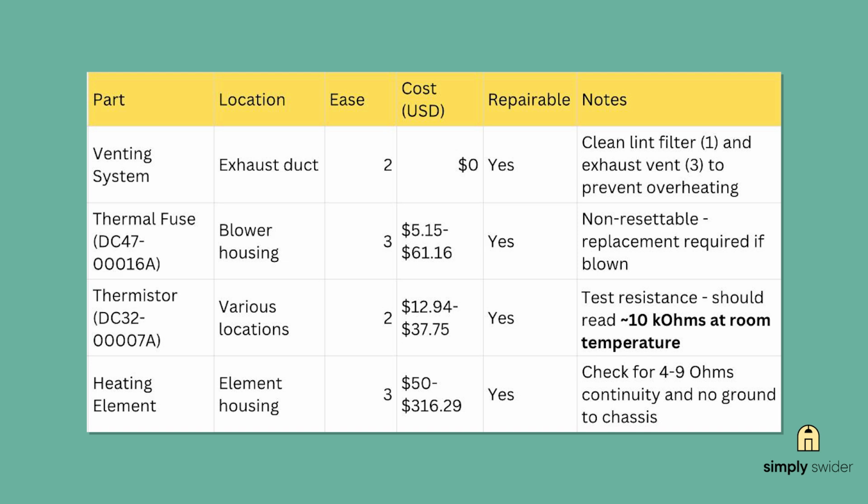I remember this guy who had his dryer shutting down with HC errors constantly. Turned out his thermistor was reading completely wrong, making the control board think the dryer was overheating when it wasn't.